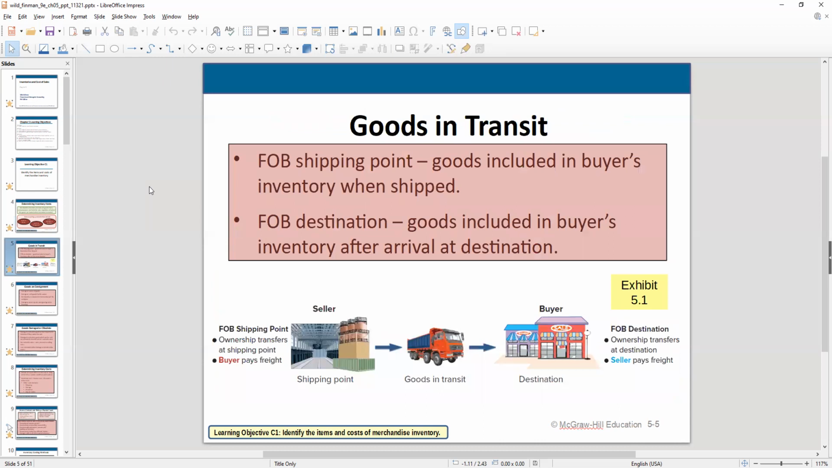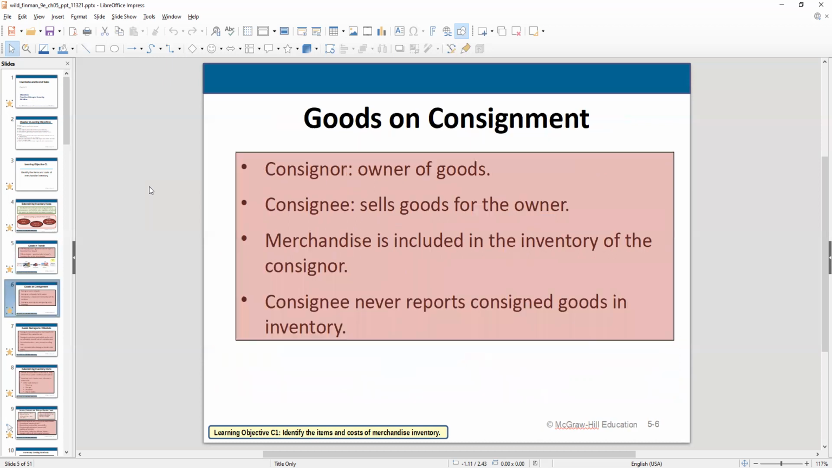So we have FOB shipping point. That means it gets included in the buyer's inventory, like I said. And FOB destination, it's going to go into the seller's inventory until it arrives at your loading dock. Okay, just that simple. A good point of reference here is shipping point means you own the goods. Destination means they own the goods. So let's talk about consignments.